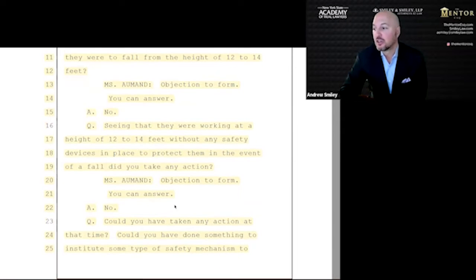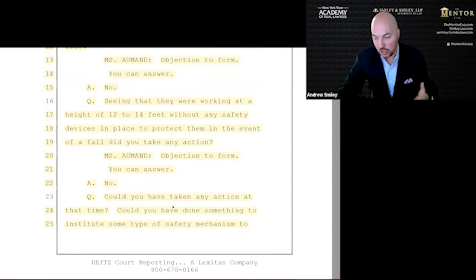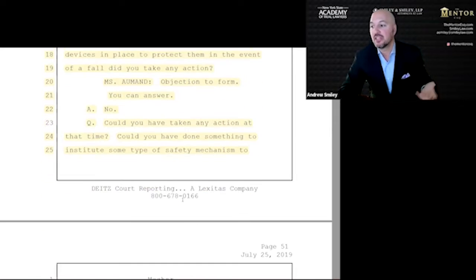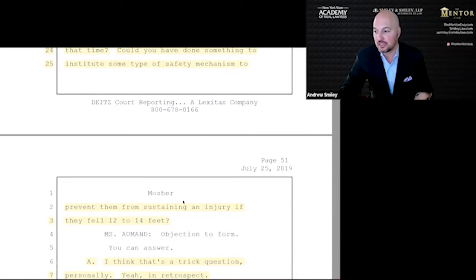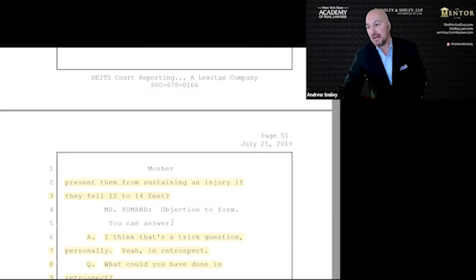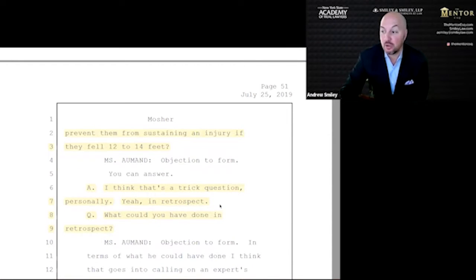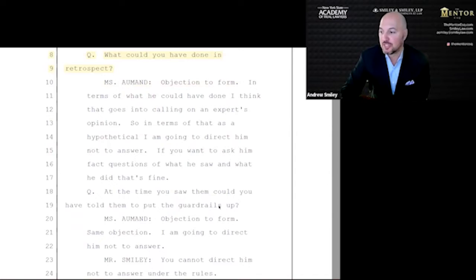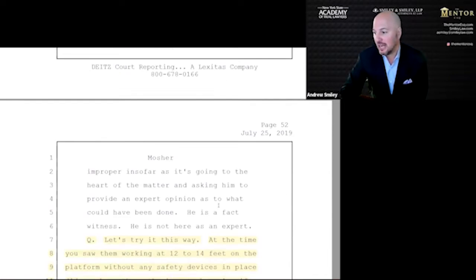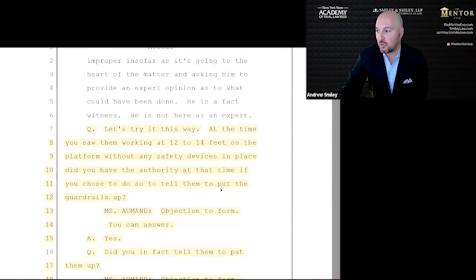And I said, seeing that, did you take any action? No. Could you have taken any action? Here goes to the notice and control. Could you have done something to institute some type of safety mechanism to prevent them from being injured if they fell? And there's that objection I told you about. They don't like that question. Answer, I think that's a trick question. But yeah, in retrospect. And I say, what could you have done? Then we get into objections. Of course, they don't want me to ask that. So I ask it a different way.